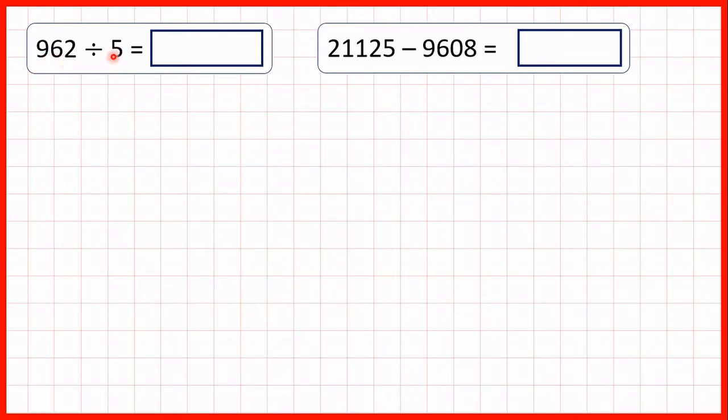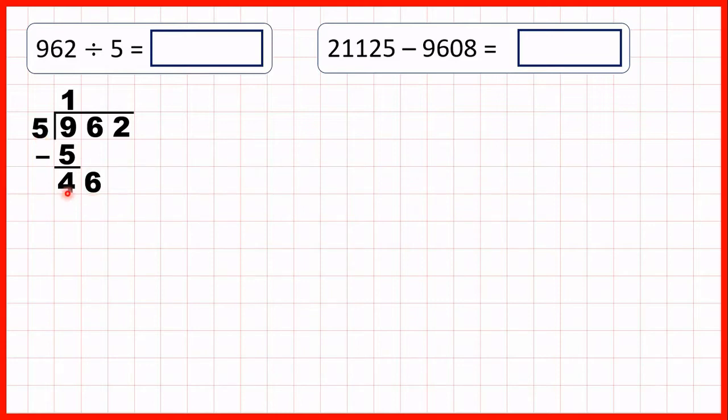962 divided by 5. So using expanded division, if we do 9 divided by 5, well, the closest number in the 5 times table to 9, but is still less than 9, is 5. And because that's 1 times 5, we write 1 in our answer line. Now we subtract and bring down. 9 minus 5 is 4, and we bring down the next digit. So bring down the 6, and we have 46 divided by 5.